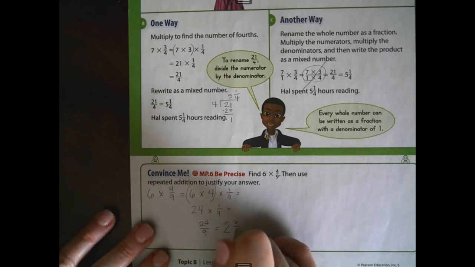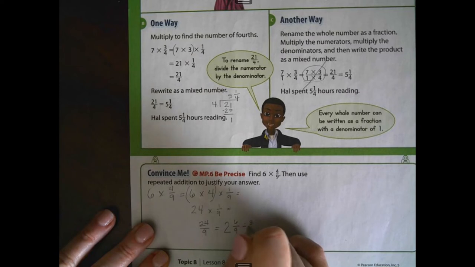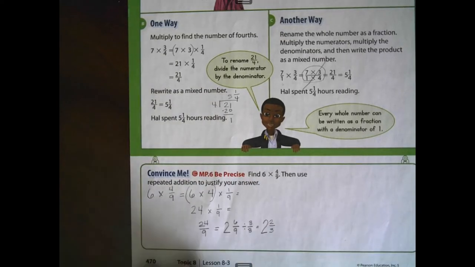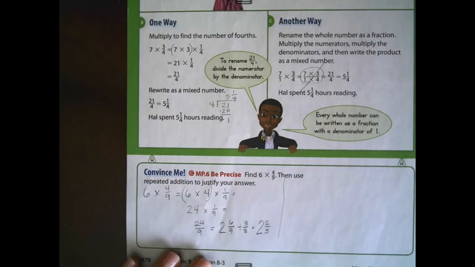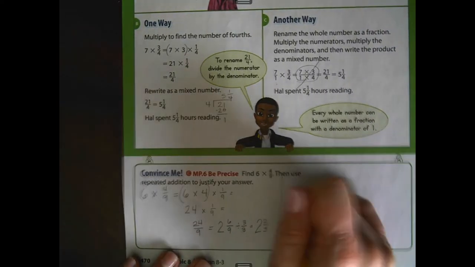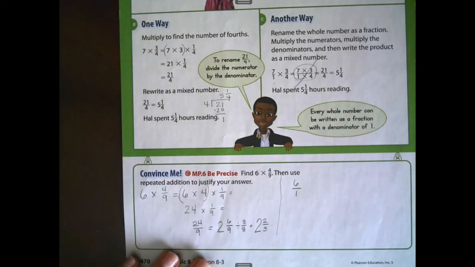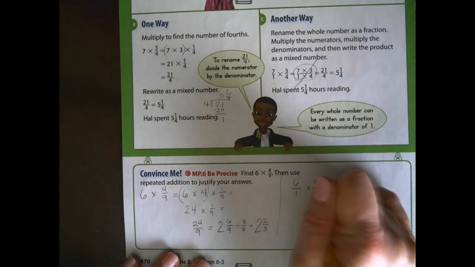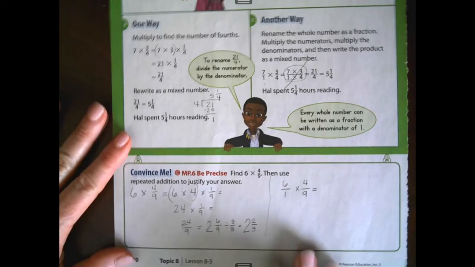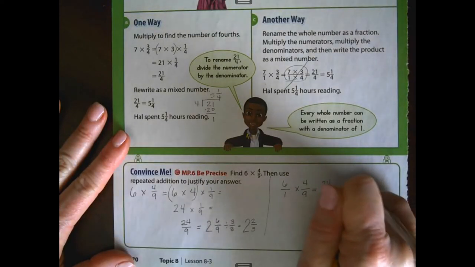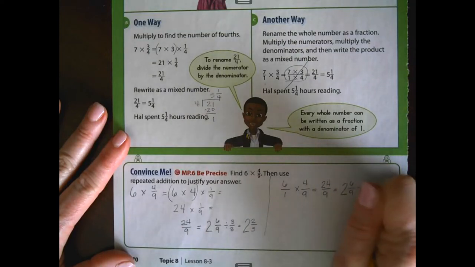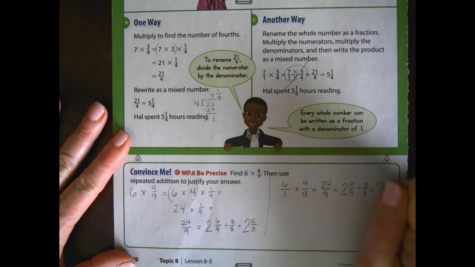Counting up, I get 6/9. I'm going to have to simplify that. My common factor is 3. That's going to give me 2 2/3. All right. Now, let's try the next method. I think you guys are going to prefer where you just rename that whole number as a fraction by writing it with the denominator of 1, multiplying it times 4/9. When we multiply 6 times 4, we get 24/9. That's where we were before. And then we had 2 6/9, and then we had to simplify it by using the common factor, and we had 2 2/3.